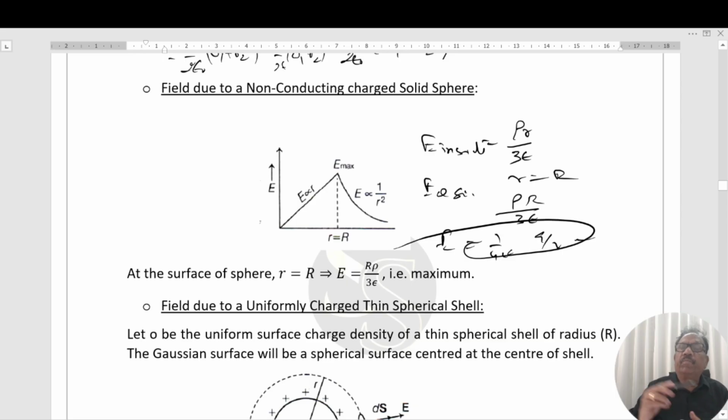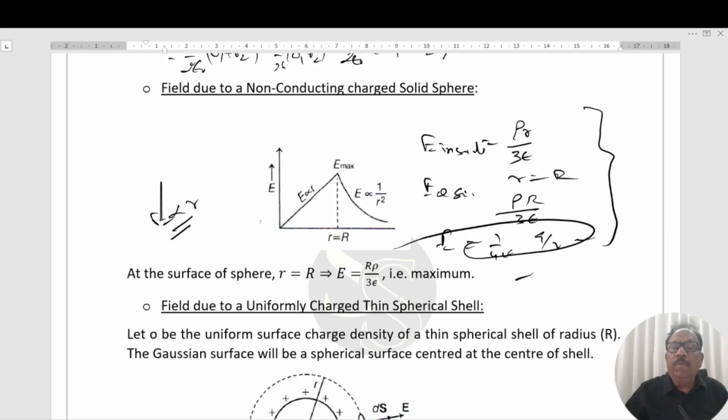What is the graph? Inside, E is directly proportional to r, so this is a straight line. Maximum is at the surface and then it decreases like this. This is all about the field. I am only discussing the formulas which are applicable here. The derivation may be carried out or will be discussed in another session.